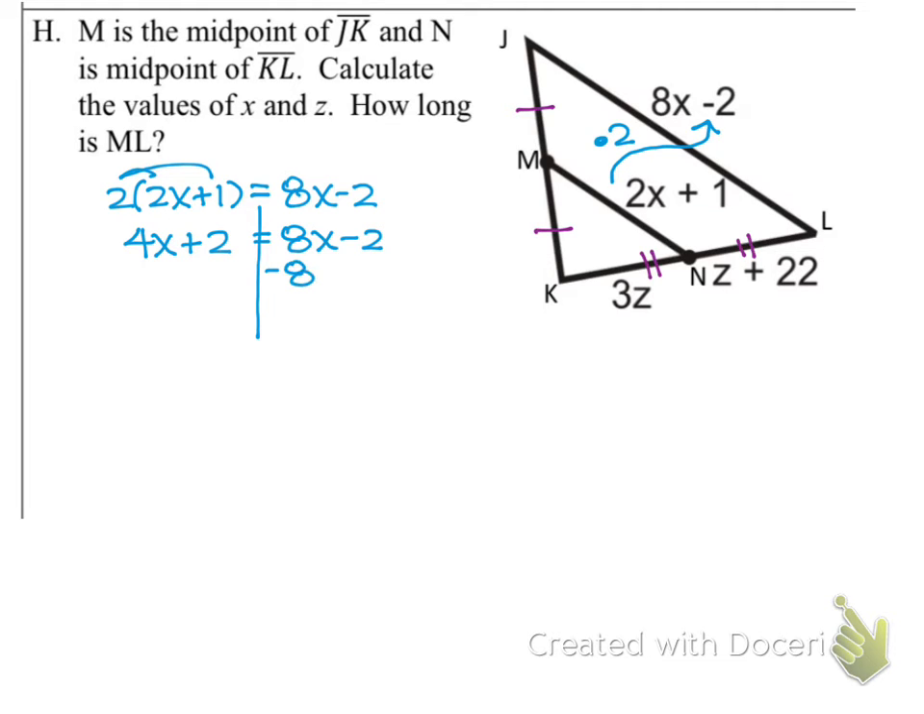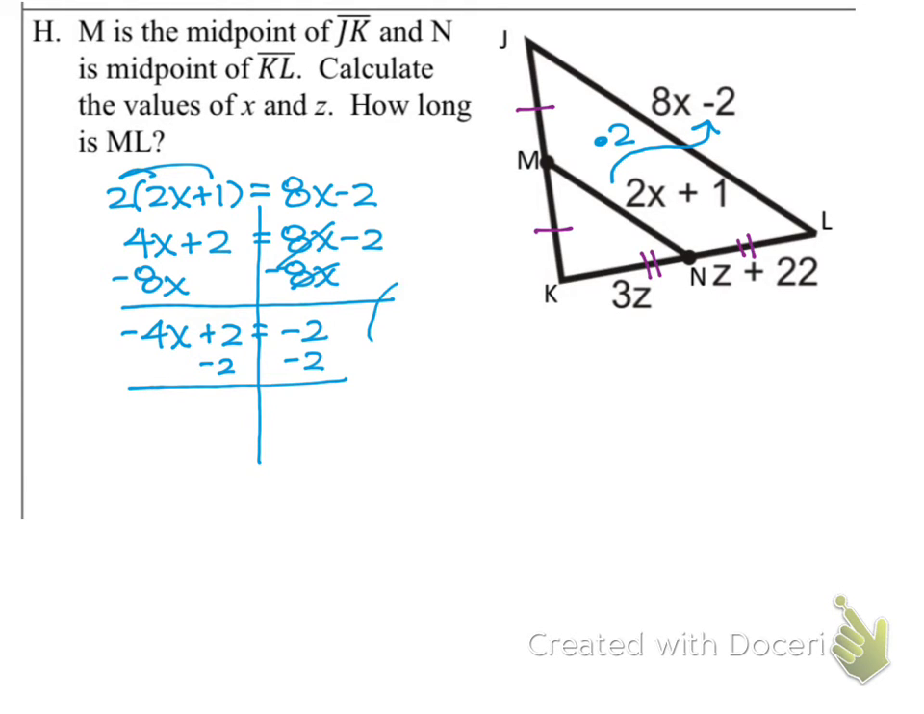I'm going to move my 8x. I prefer to have my x's on the left-hand side, so it gives me a negative 4x, drop the plus 2 straight down, drop the negative 2 straight down. I'm getting a little worried because it looks like I'm going to have a negative x, but remember, even if you have a negative x, as long as it mathematically still works out to give you a non-negative length, you're good. This one's fine anyway. We divide by negative 4. Looks like x is equal to 1. That's one of my answers.